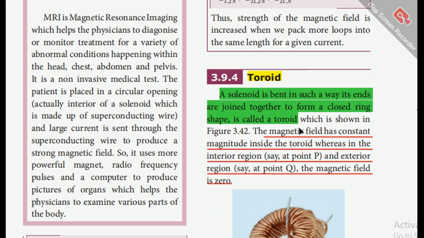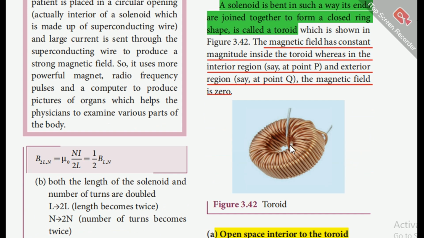Next, we are going to study the toroid. A solenoid which is bent in such a way that its ends are joined together to form a closed ring shape is called a toroid, which is shown in this diagram. The magnetic field has a constant magnitude inside the toroid, whereas in the interior region, point P, and the exterior region, point Q, the magnetic field is 0.